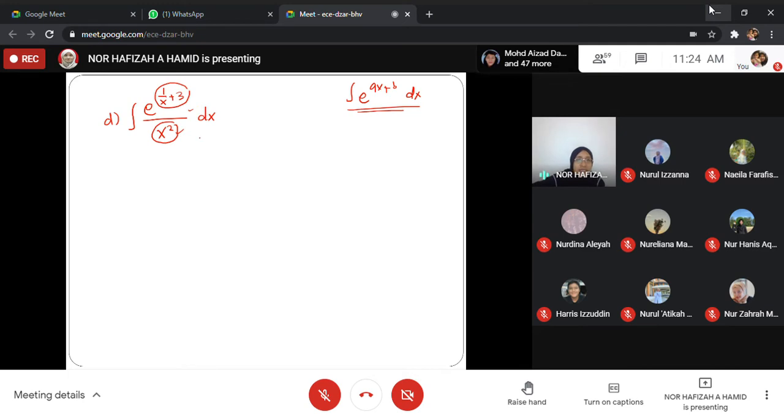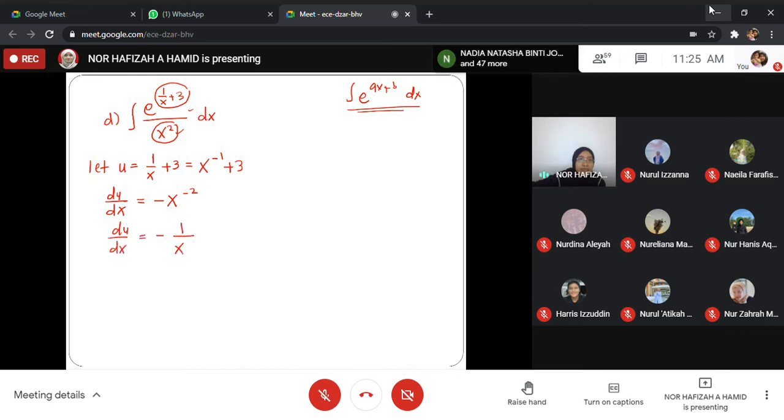Okay, so ni saya kena solve using substitution method. So let u is equal to power for exponent 1 over x plus 3, also equal to x to the power of negative 1 plus 3. Okay, differentiate, equal to negative x to the power of negative 2. Or du over dx equal to negative 1 over x square. So kita nak derive dx, you boleh cross multiply. So dx is equal to negative x square du.